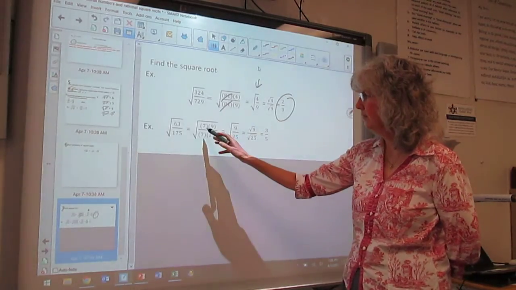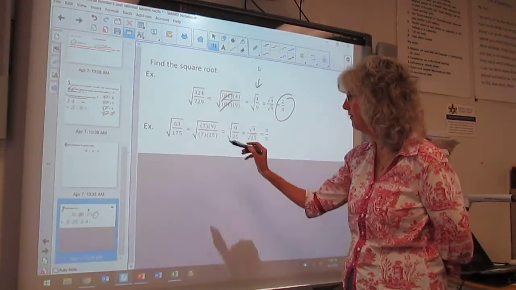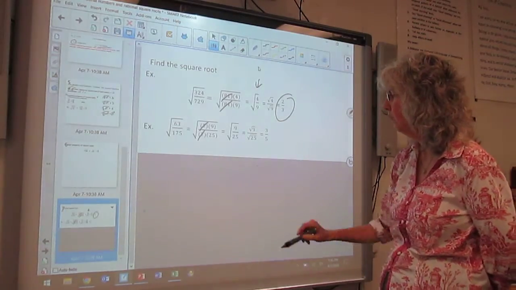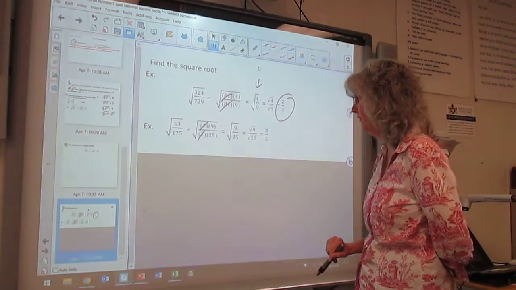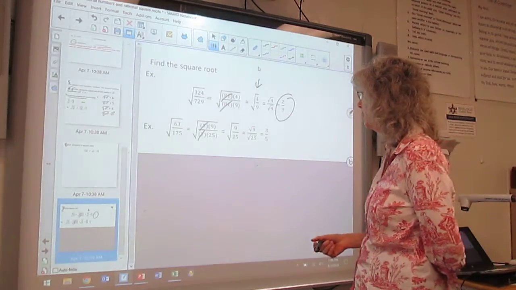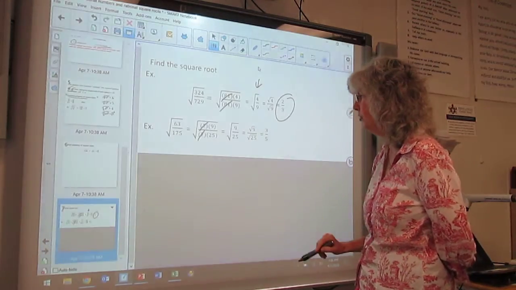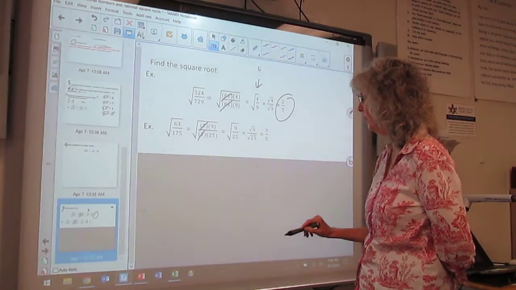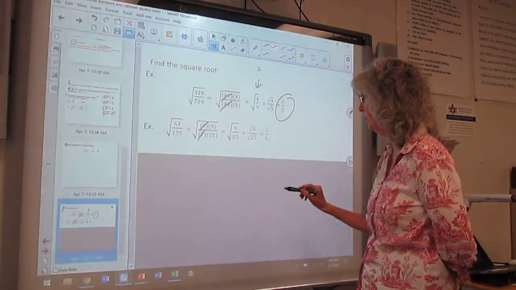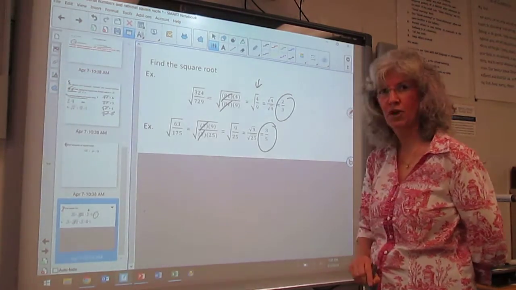The square root of 63 over 175. Well, they both have a factor of 7 that we can take out and eliminate because 7 over 7 is 1. We're left with the square root of 9 over 25. Well, 9 is a perfect square and 25 is also a perfect square. So we can apply the quotient property of square roots and come up with the square root of 9 over the square root of 25, which is 3/5.